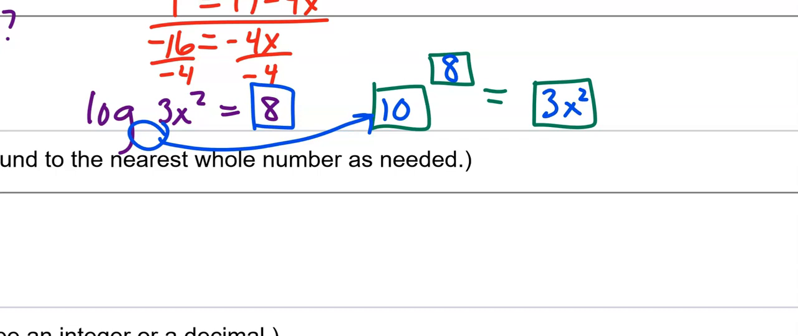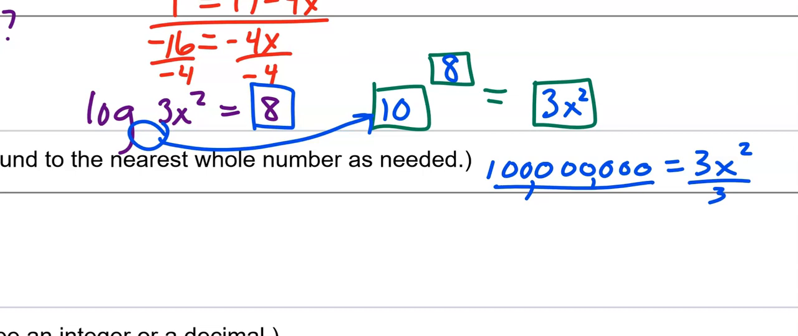Now, 10 to the 8th, folks, that's a big number, right? Because it's got 8 zeros. Let's see, do I have 8 zeros? 3, 6, 8. So 1, that's 100 million. Now what do we do from there? Yes, we do divide by 3.